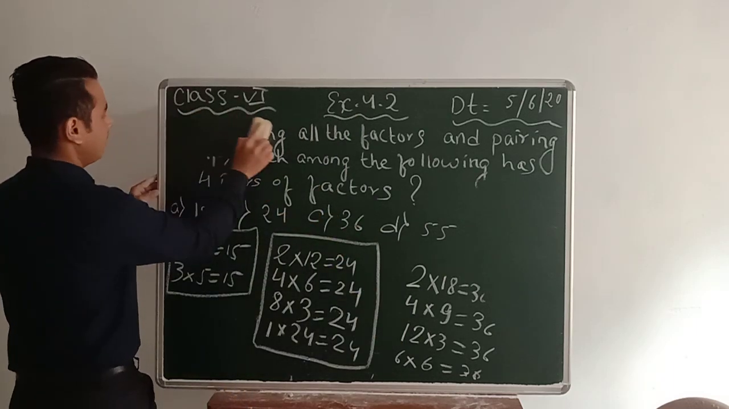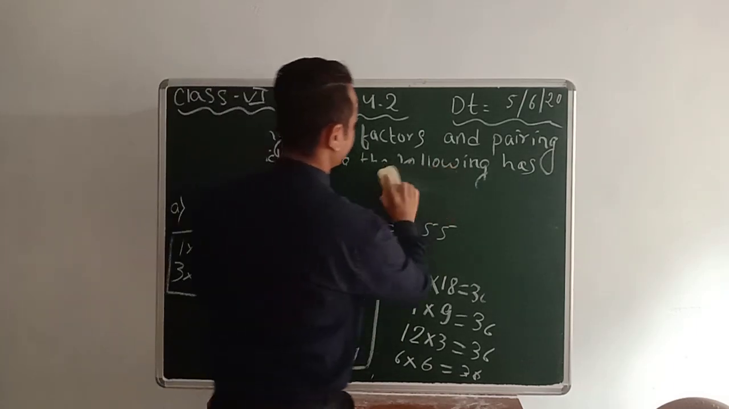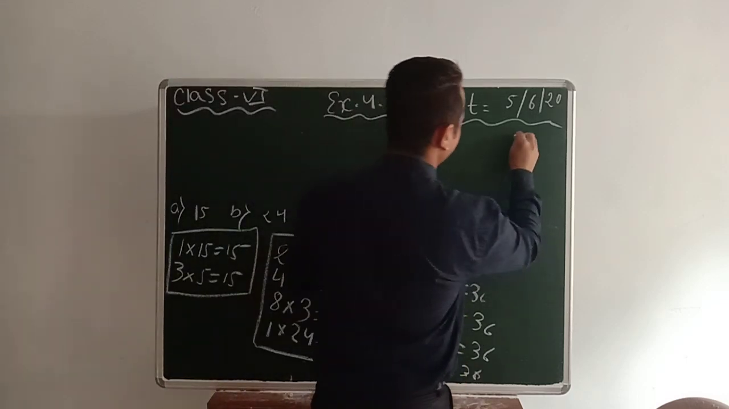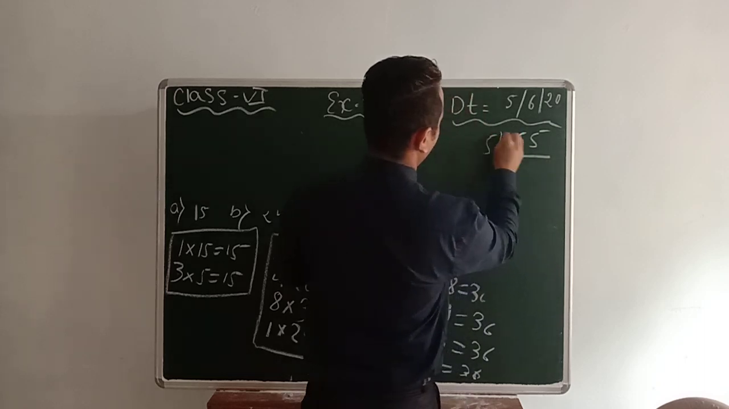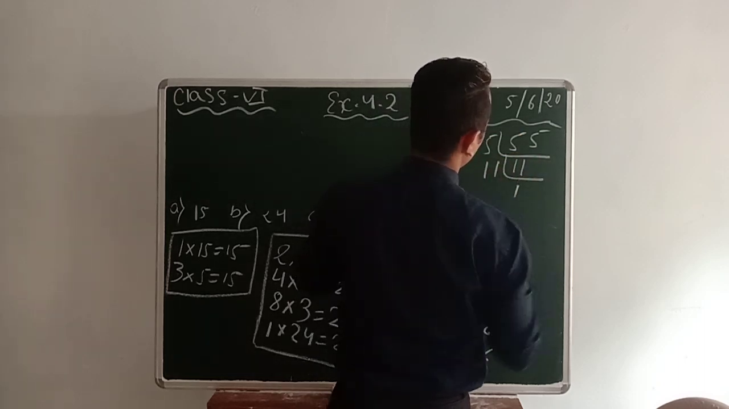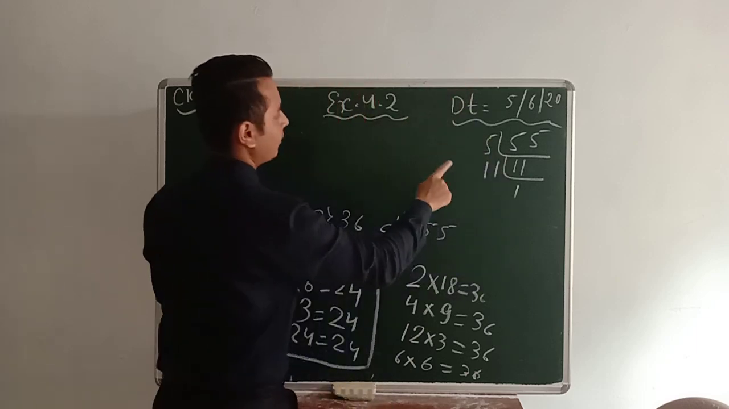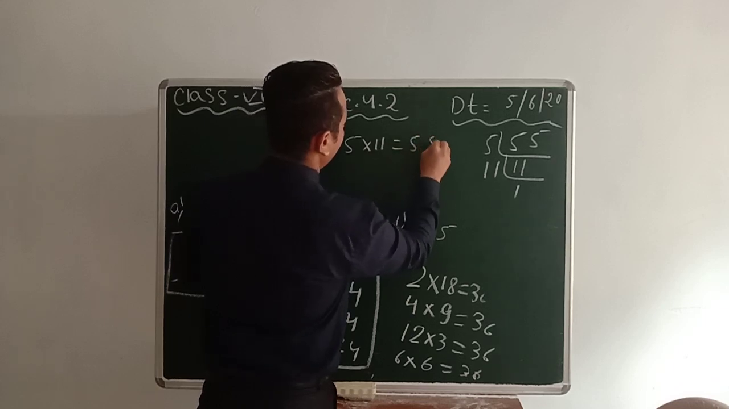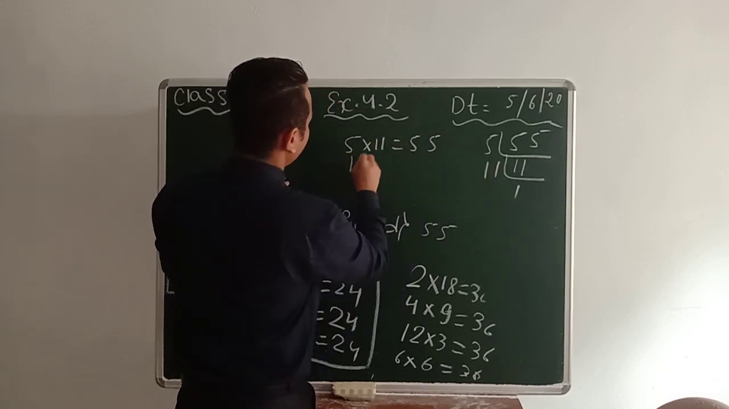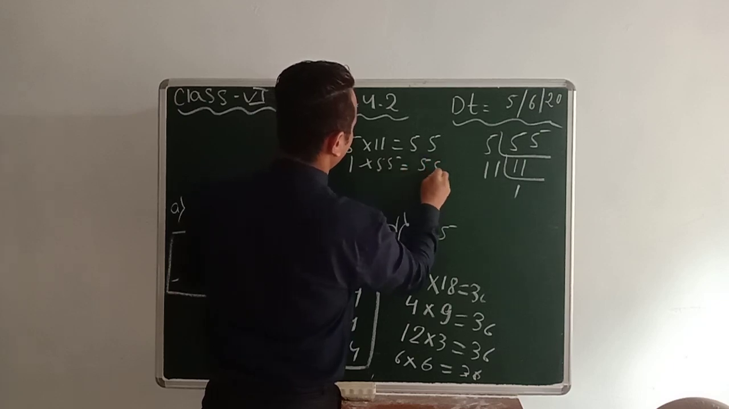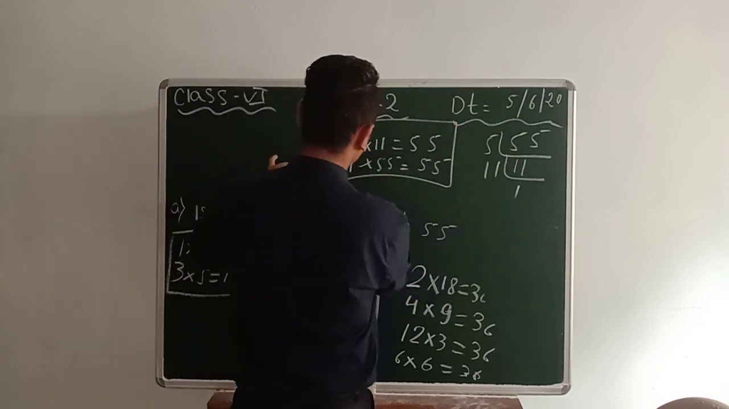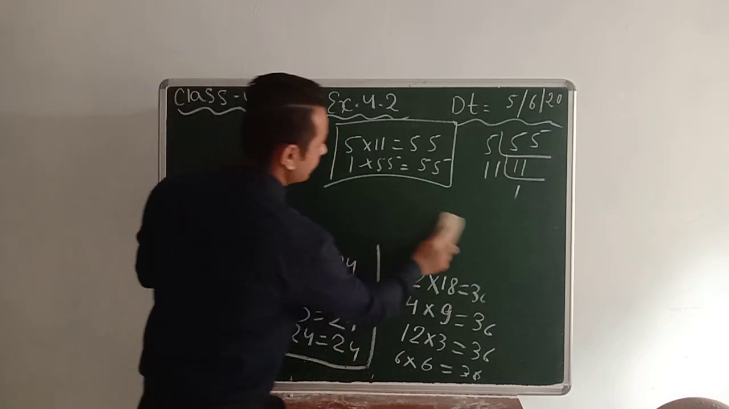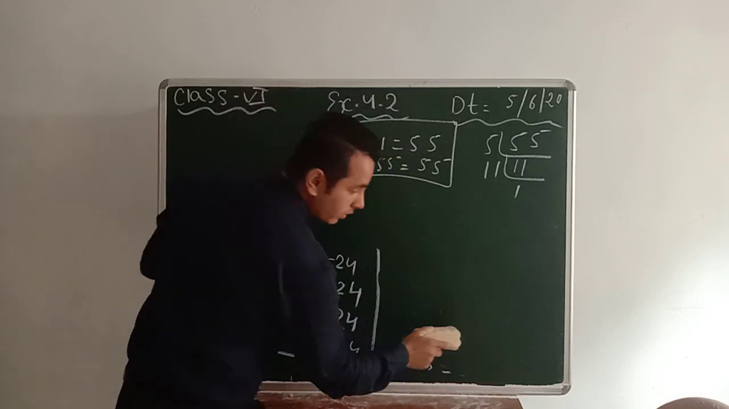Let me erase this one. You have already understood the question. So now 55. 5 11s are 55 and 11 1s are 11. So factors of 55: 5 into 11 gives you 55 and 1 into 55 gives you 55. That means only 2 pairs.